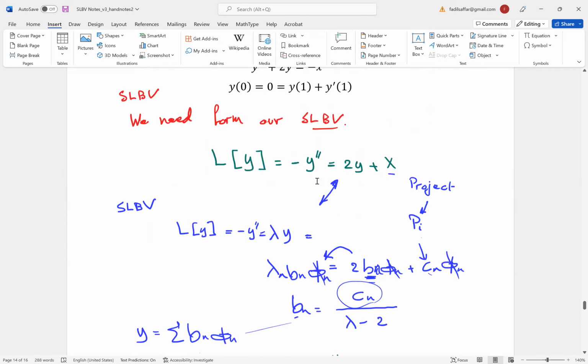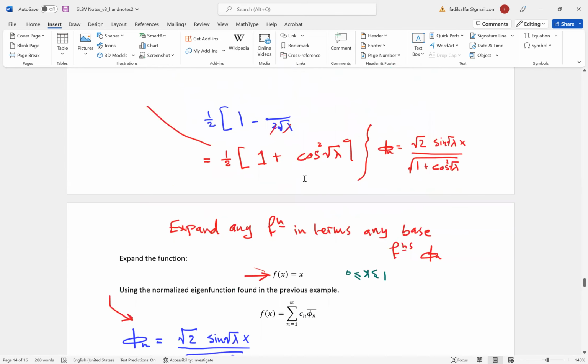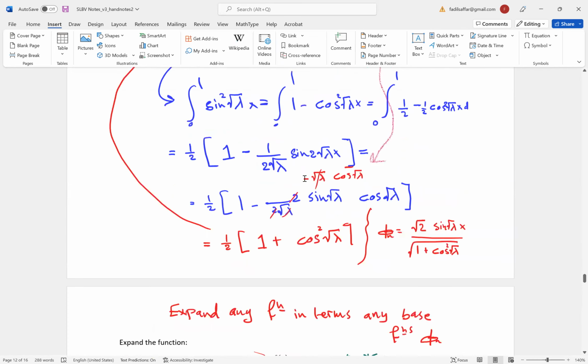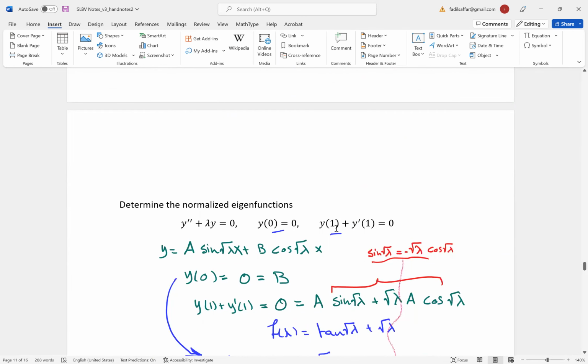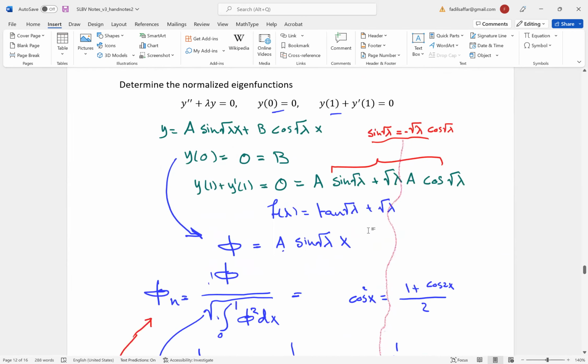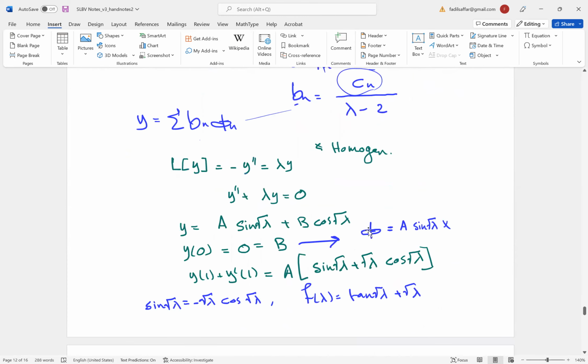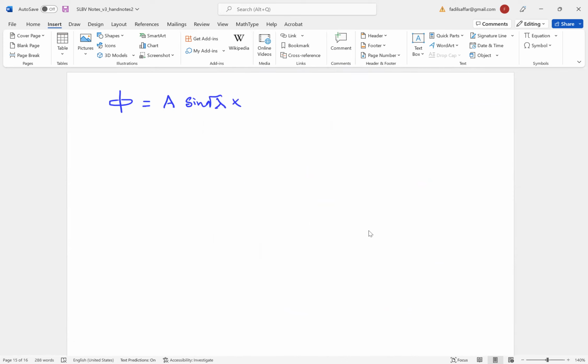And since our differential equation and boundary conditions are very similar to what we did, let me double check. It's very similar to this problem, which means that the phi is the same, so the normalization is the same, so we can use the same phi. So for our phi n, just like what we did before, our first step is to normalize.